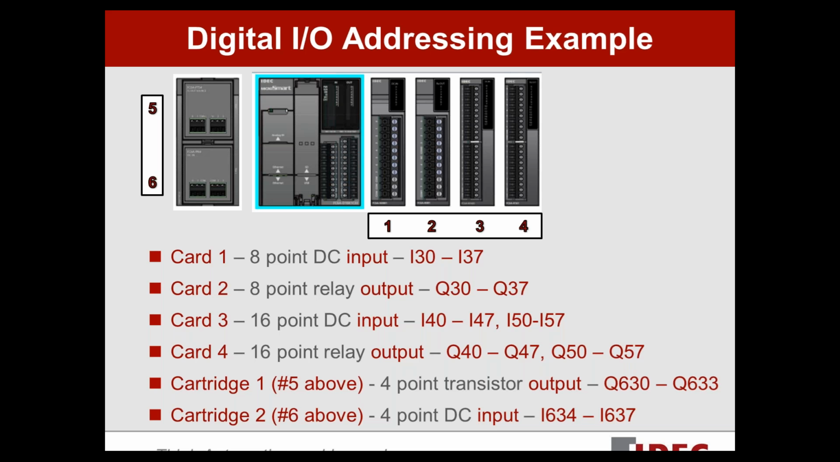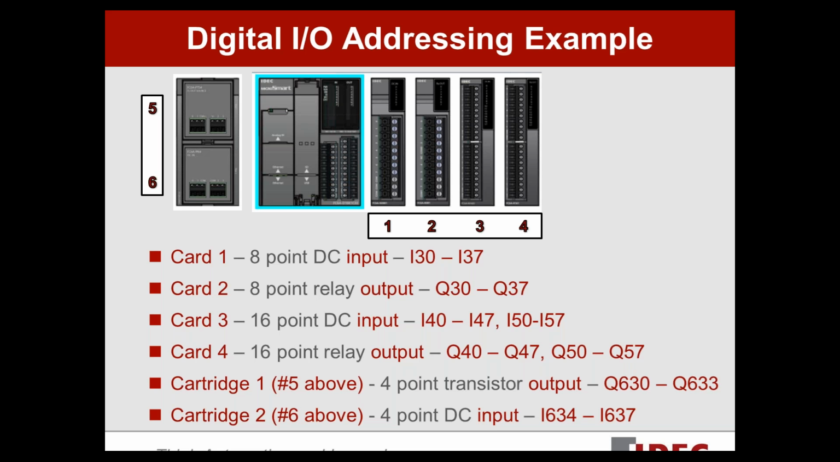Now let's take a look at the cartridges. And again, that's number 5 and number 6 in the graphic there. So the cartridge in slot 1, which is the top slot, is number 5 in the graphic. That happens to be a 4-point transistor output card. And again, those addresses will start automatically with 630.